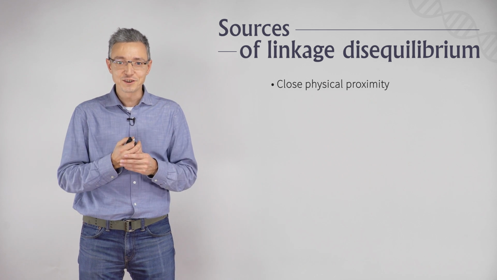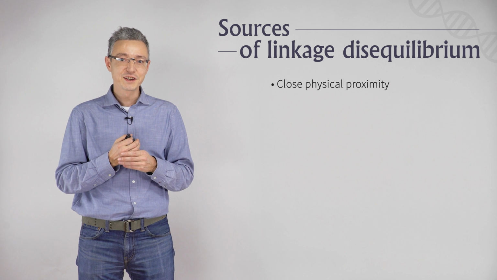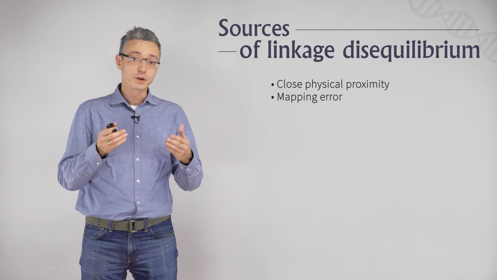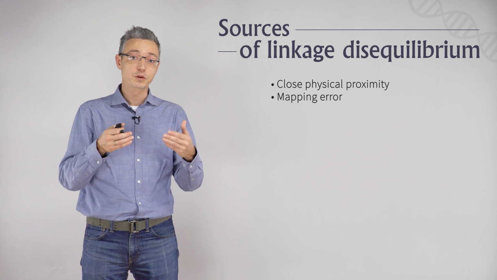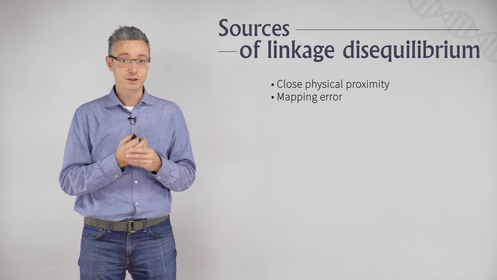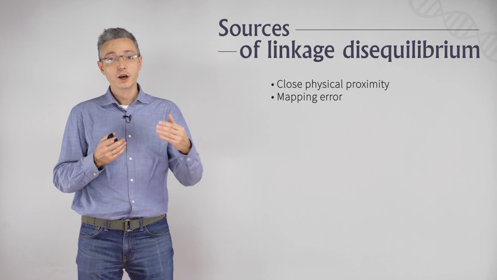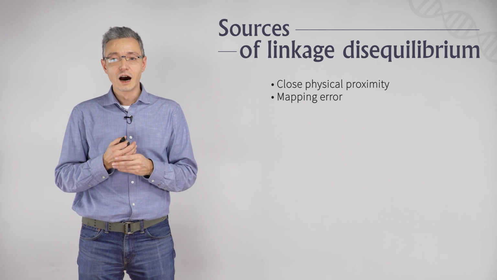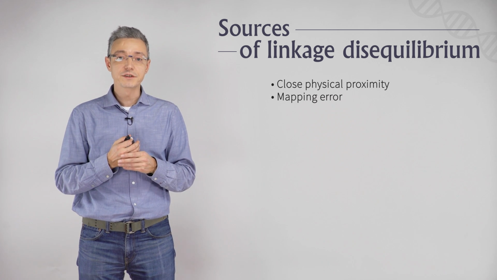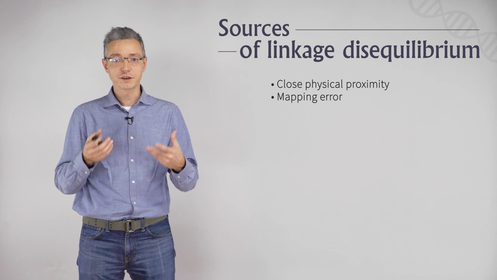Well, one explanation is trivial in a way, but this is something to always keep in mind. There may be a mapping error. So what you consider polymorphisms which should be very close together may actually be polymorphisms which are very far apart from each other. Then other things where you will see linkage disequilibrium too high for the distance are factors similar to those which define the deviation from Hardy-Weinberg equilibrium. So these are specific types of genetic structures.